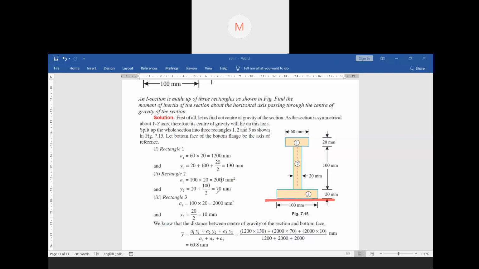Now from this axis only they are computing the. Can you hear me now? Hello, can you hear me now? Yes, sir.